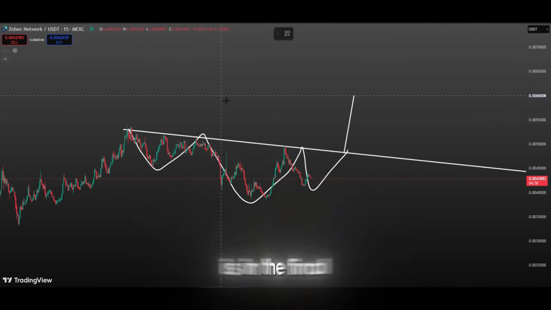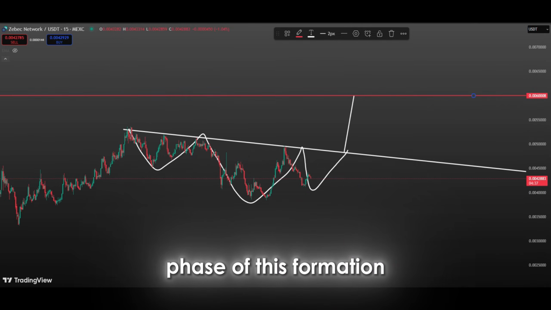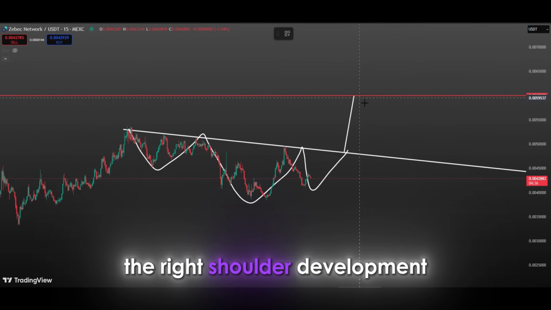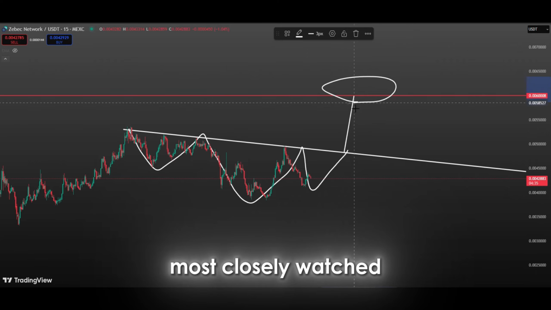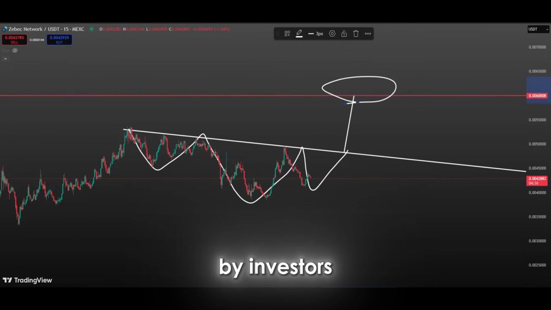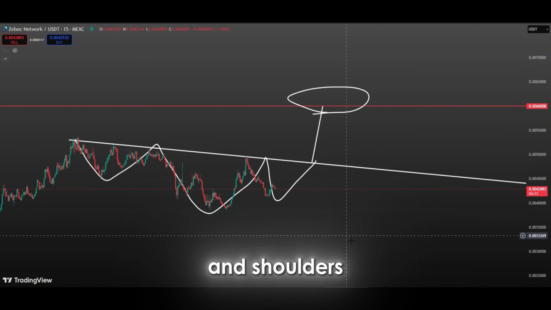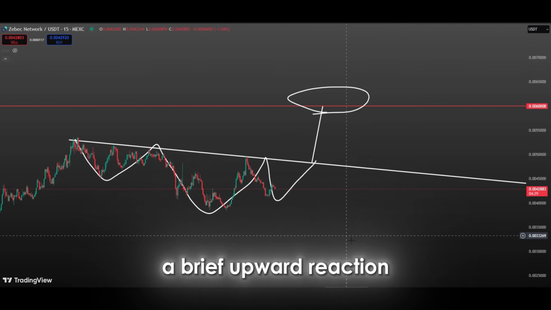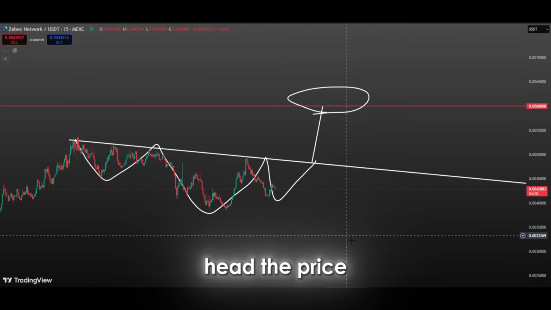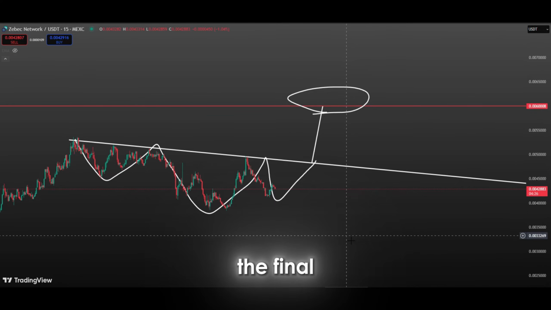Currently, the price is in the final and most critical phase of this formation, the right shoulder development. This phase is one of the most closely watched and carefully monitored by investors seeking confirmation of the pattern. The inverse head and shoulders formation consists of three main parts: the left shoulder, the head, and the right shoulder. In the left shoulder, a price decline is followed by a brief upward reaction, while in the head, the price forms a new low. This drop is often viewed as the final intense wave of selling pressure in the market.